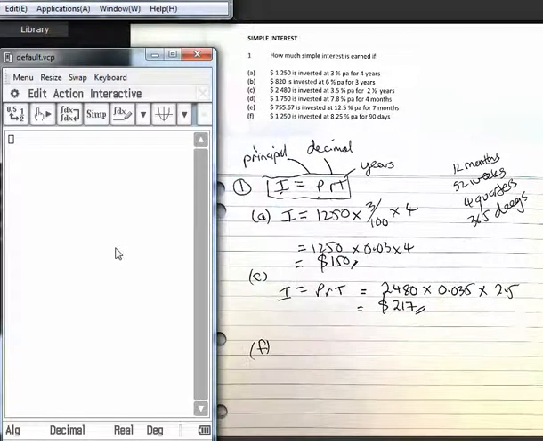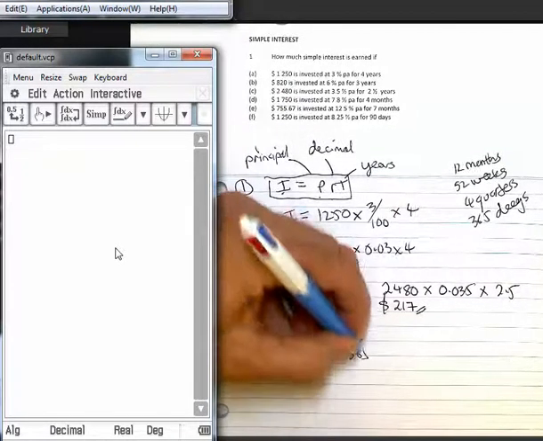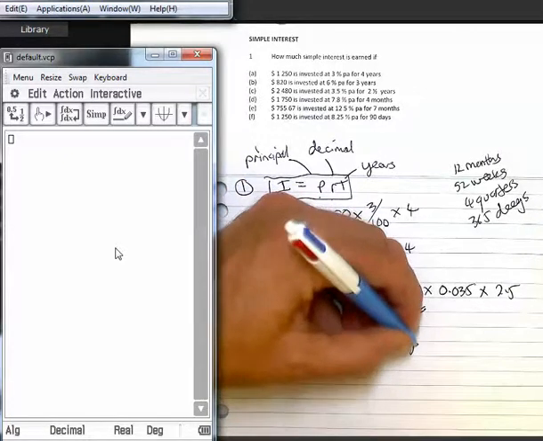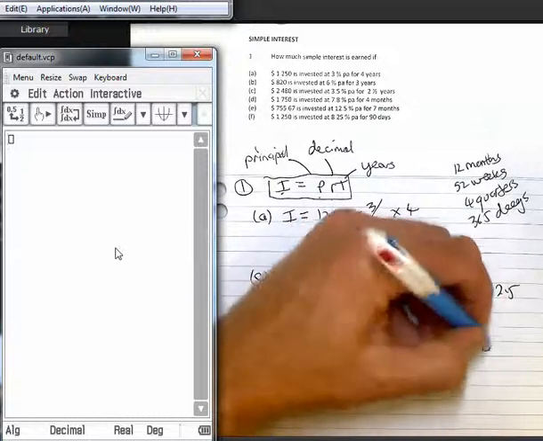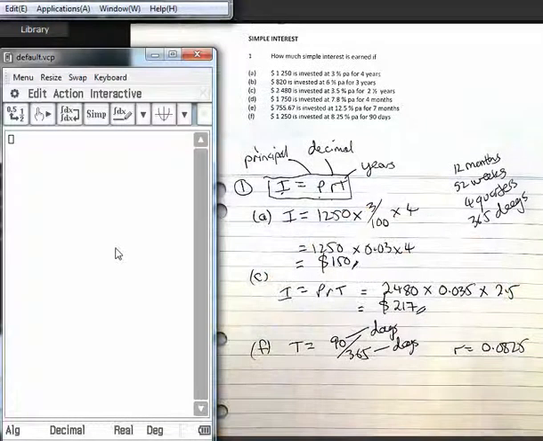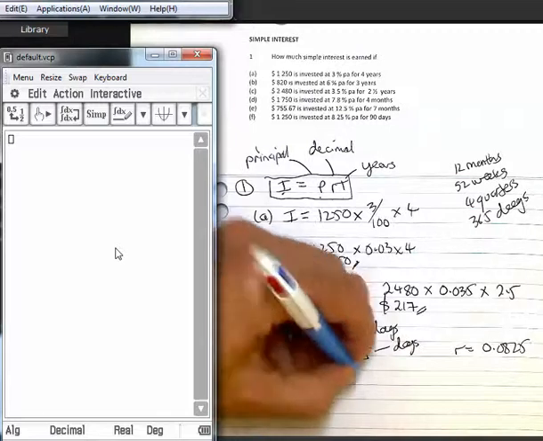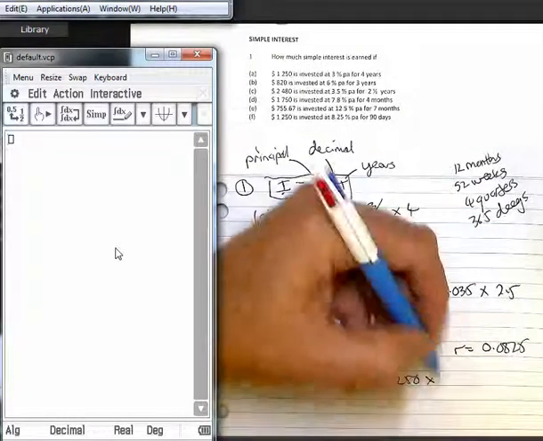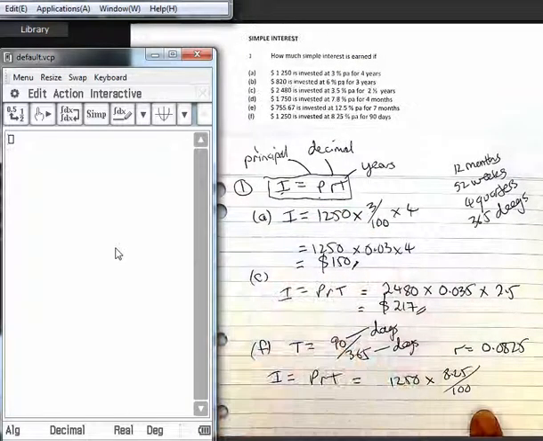Now here we've got 90 days, so with the time I have to have that in years, so 90 days, 365 days in the year, the rate of course 0.0825. We can put that into the formula as follows. I'll make that 8.25 on 100.